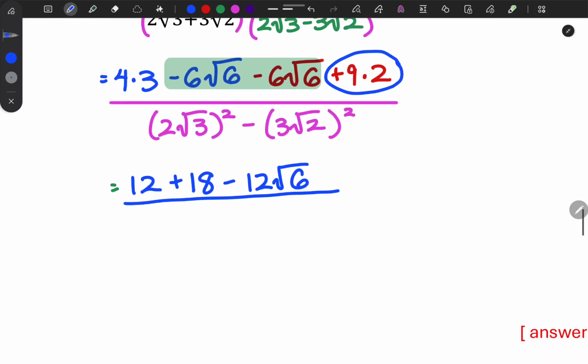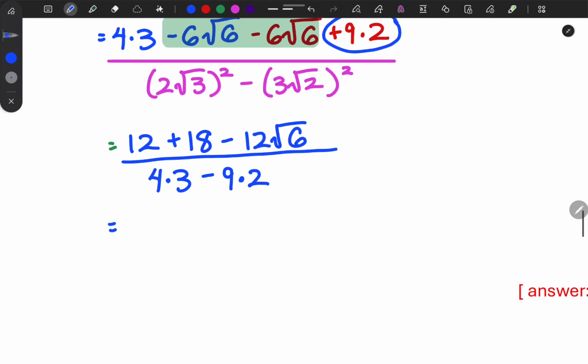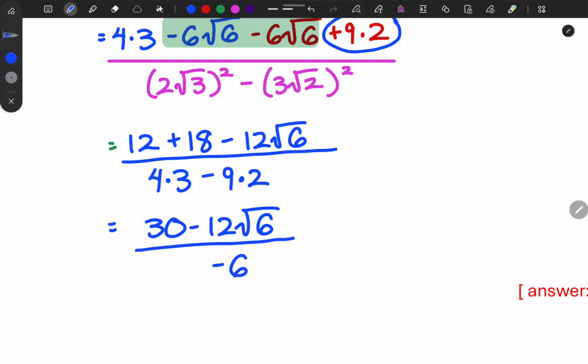In the denominator, 2 times the square root of 3, all being squared. 2 squared is 4. The square root of 3 squared is 3. So this is 4 times 3 minus 3 squared is 9 times the square root of 2 squared is 2. So we have 12 minus 18 in the denominator. So in the numerator, let's combine 12 plus 18 is 30. This is 30 minus 12 root 6. In the denominator, we have negative 6.